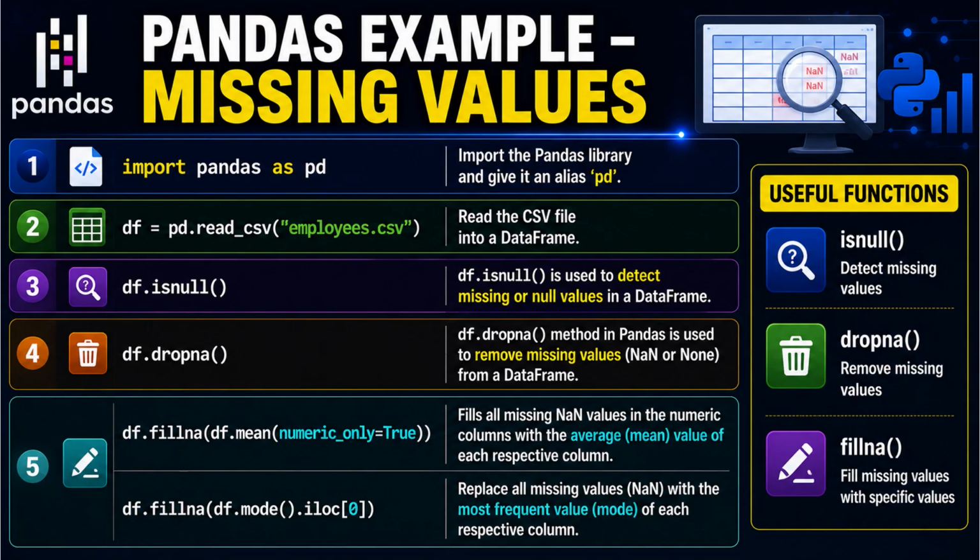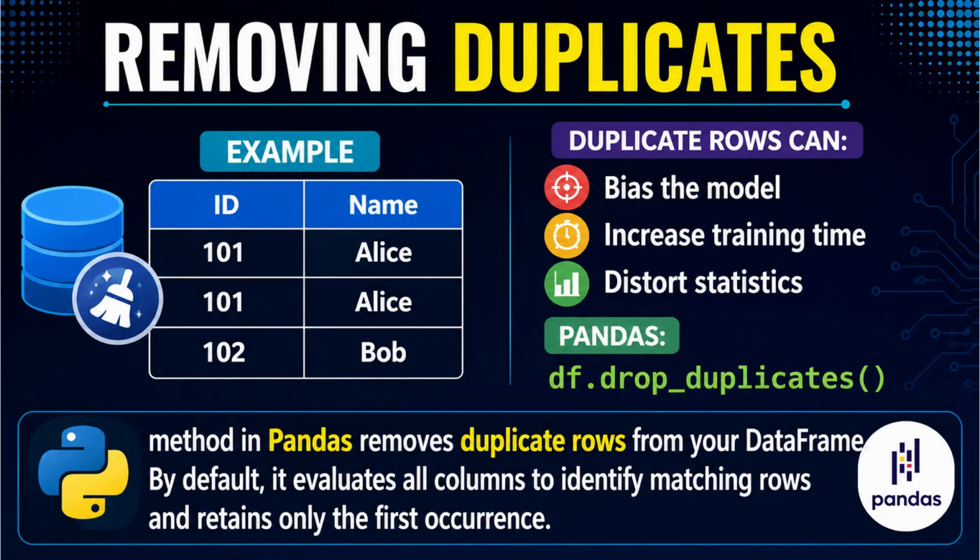Average or mean can also be done, or you can replace all missing values with the most frequent value, that is the mode. So these are the important functions used in handling missing values in pandas. Now, removing duplicates. For example, you have two entries here with the name Alice and the same ID. These duplicate rows can bias the model, increase the training time, and distort statistics. So you have a pandas function for that.